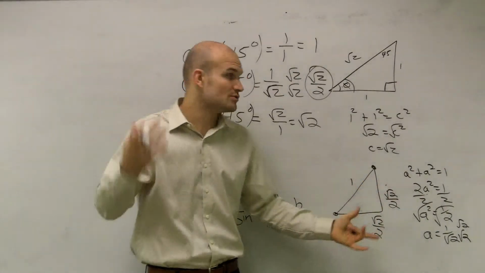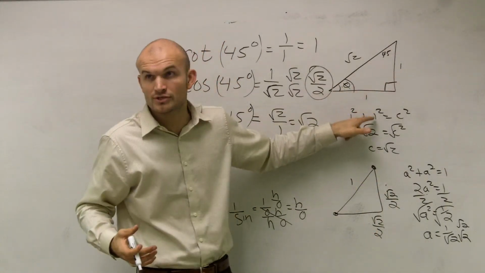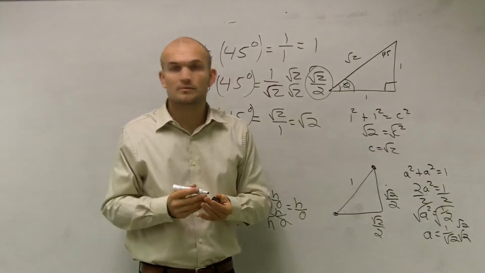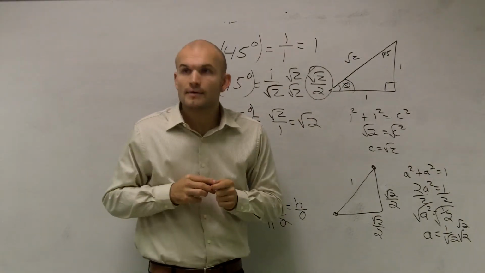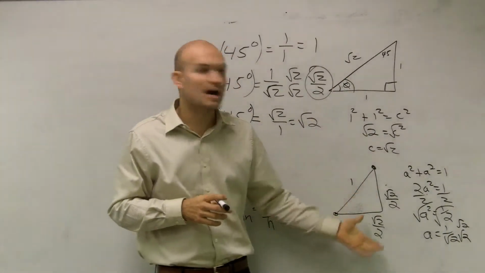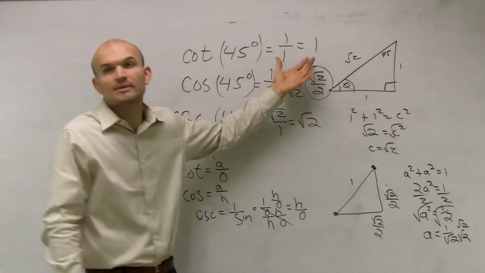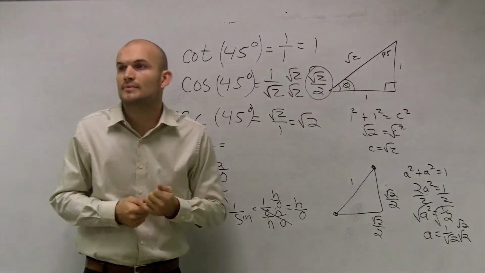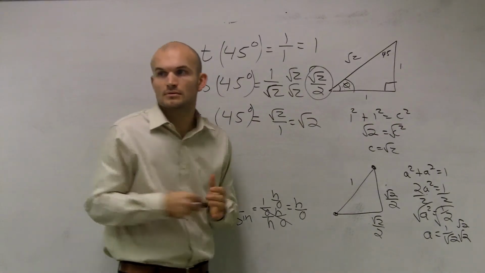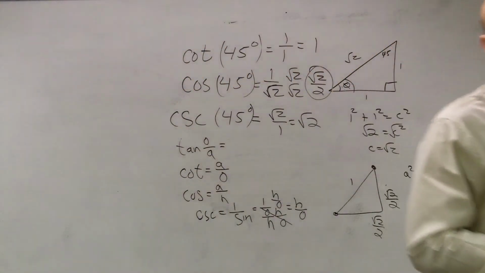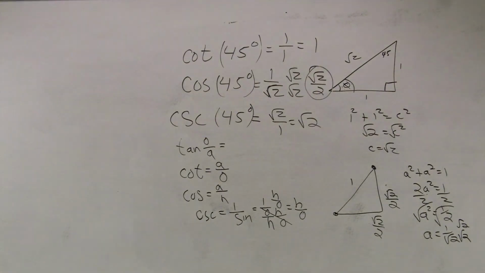Does that make sense? As long as you understand that these two side lengths are equal to each other, you can have 4 and 4. Yeah, absolutely. You're still going to have to find your hypotenuse, and then it still reduces down to your trig values. The relationship is that the hypotenuse is equal to the side times the square root of 2.